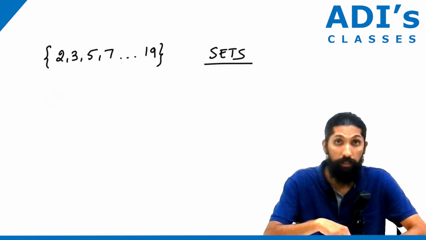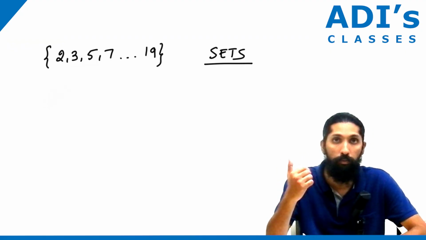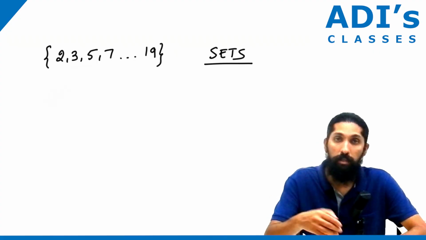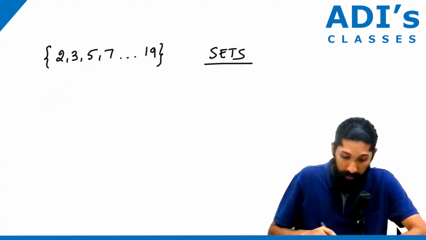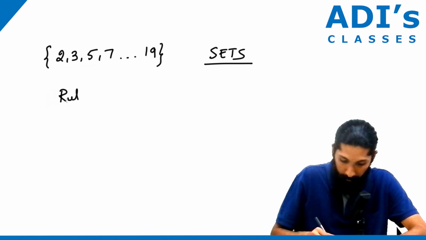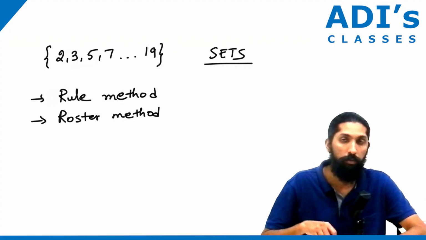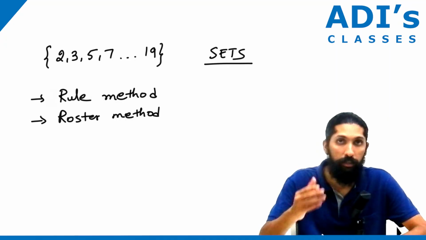Now, whenever we talk about a set, how do we define a set? This is the word definition of what a set is. But mathematically, we define and express a set in two ways. One is the rule method, the first one. The next one is the roster method. So you have the rule method and the roster method. These are the two ways in which you can represent a set.